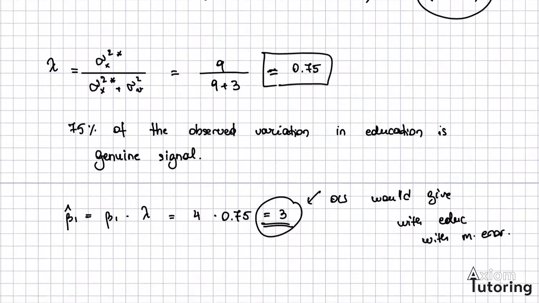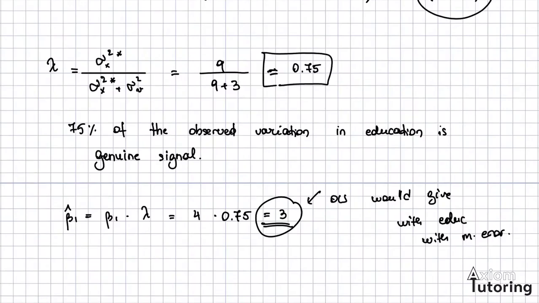And in terms of practical costs, keep in mind the true return to education, we said it's 4,000 per year, but based on noisy data, we'd conclude that it's actually 3,000, which means that's a 1,000 underestimate per year of schooling. So if you think about it, that's actually large enough to matter for policy.